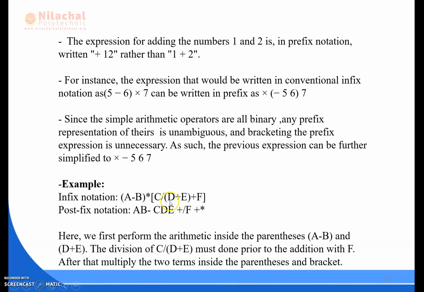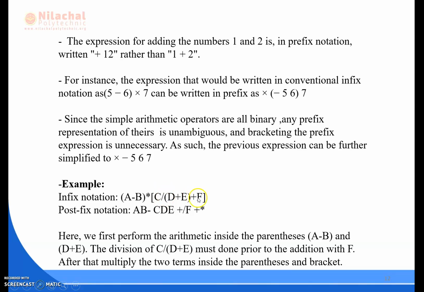So first I will be solving the bracket, that is D plus E. Here it is written as DE plus. This is the postfix notation. First two operands will be written, then the plus sign will be given. So this is solved. Next, in between C divided by this operand and the plus sign.